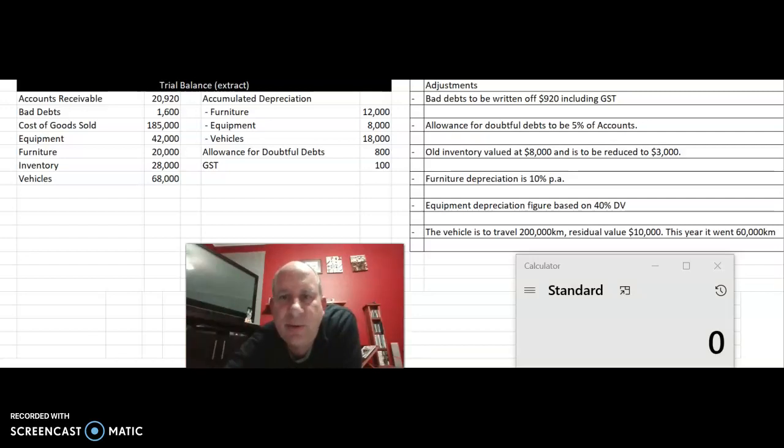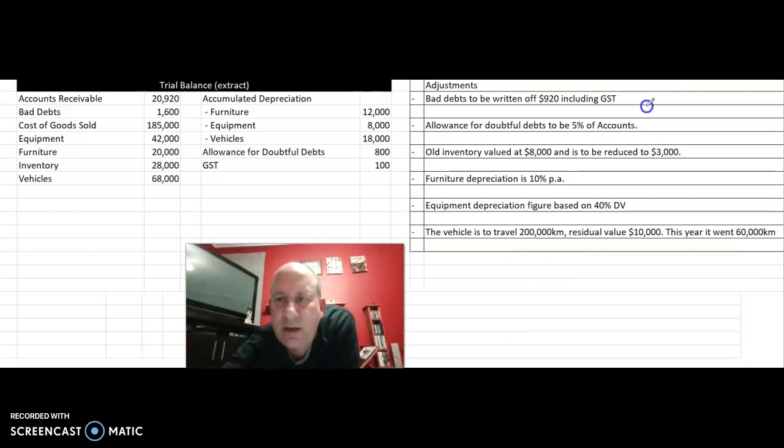The first one is the bad debts to be written off, $920, including GST. Because it's including GST, we need to separate the GST out by dividing it by what? Good, 1.15. So on your calculator, 920 divided by 1.15. Oh, try that again. And you see that's $800. So we're going to write those figures in. We're going to write in 800. And the GST portion of that will therefore be 120. The 920 we're writing off includes 800 bad debt and 120 GST.